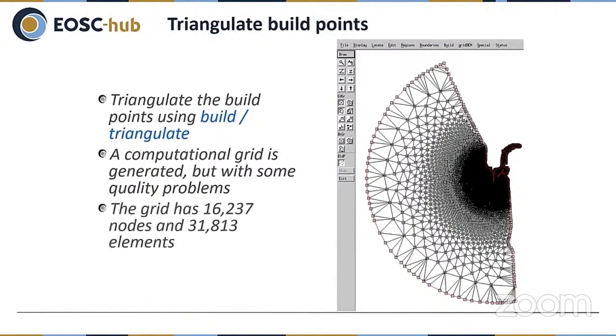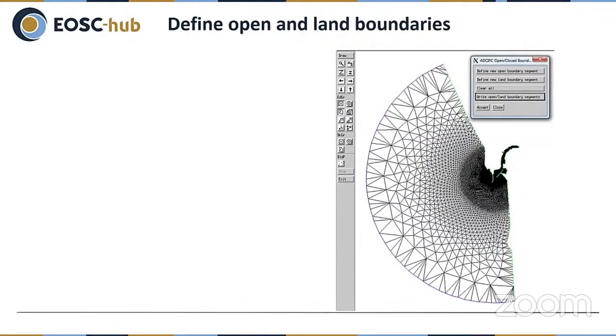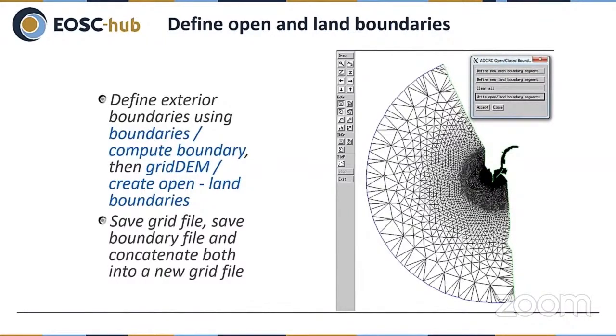The grid is relatively small. It has about 16,000 nodes, which is much smaller than usual, but that's because this estuary is very small as well. We have to improve this grid, but before that, we can now define the open and land boundaries. You do that in GeoEdit by going to Boundaries, Compute Boundary, and then grid them, create open land boundaries, and specify what your open boundaries and your land boundaries are. At this point, you have to save your grid, save your boundary file, and concatenate them both into a new grid file, and that's the one you're going to work with.